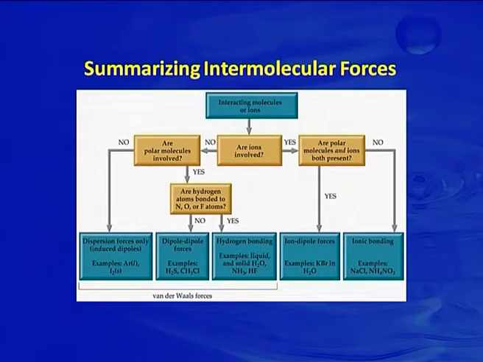Now, summarizing the intermolecular forces. Here is a chart which shows what kind of attraction exists in the molecules, ions or compounds. First, are ions involved? If only ions are involved, are polar molecules and ions both present? If yes, then ion-dipole forces, example KBr in H2O. If polar molecules and ions are not both present, then ionic bonding, example NaCl, NH4NO3.